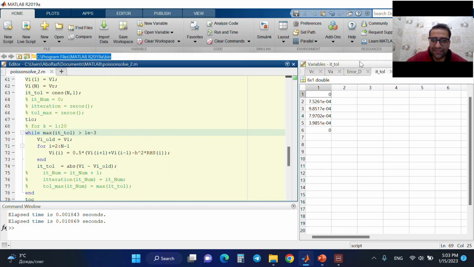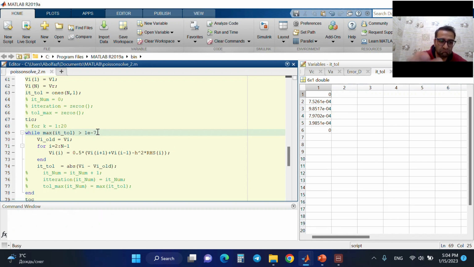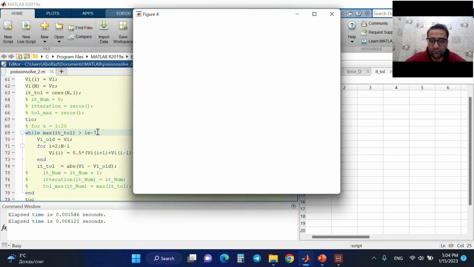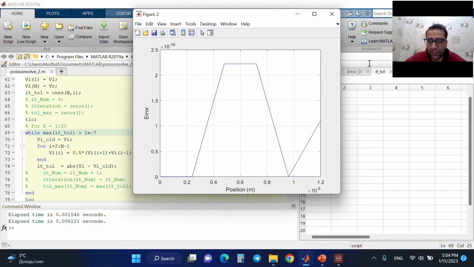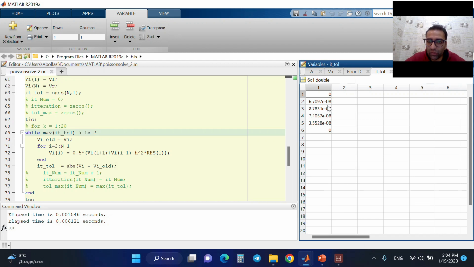Okay, if we look at the iteration tolerance, we say that we continue this loop while this maximum iteration tolerance is greater than 10 to the minus 3, and if you look at the iteration tolerance, all values are less than this number, right? And it stops at this point. Okay, let's increase this, for example, to minus how much? 7. You see, this tolerance decreases.